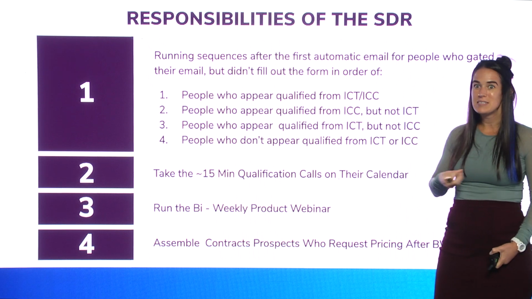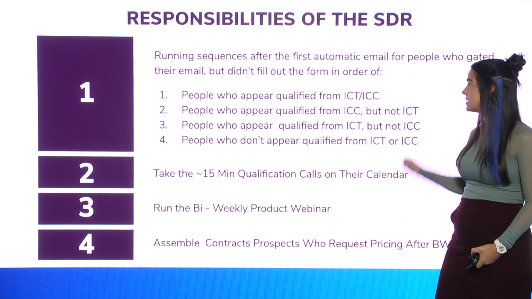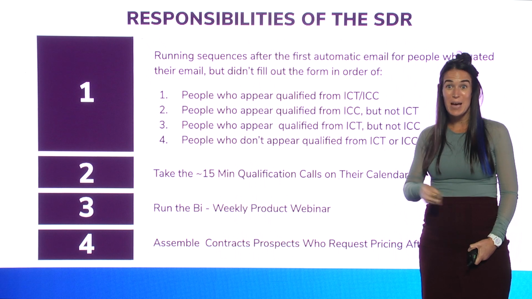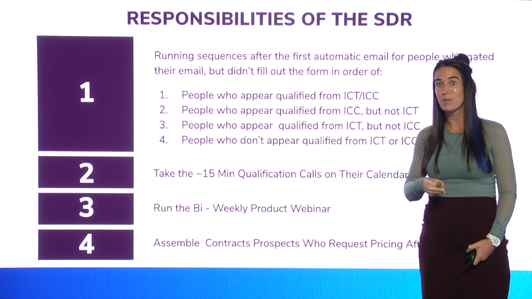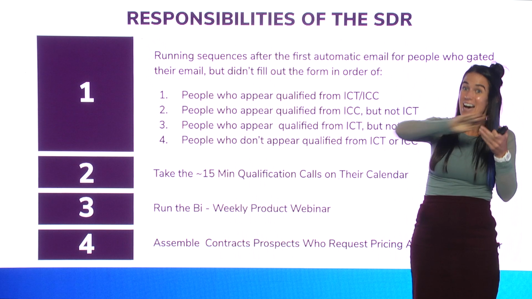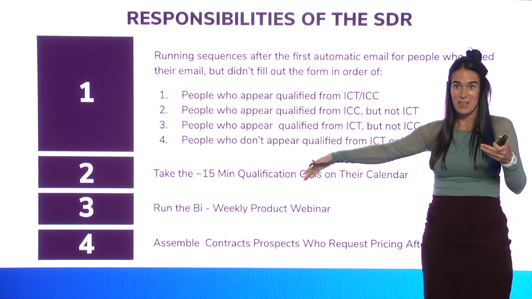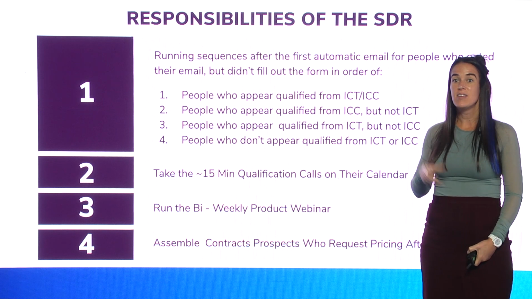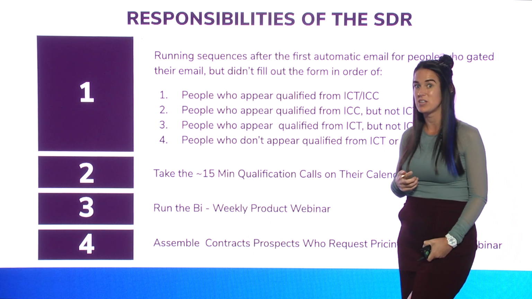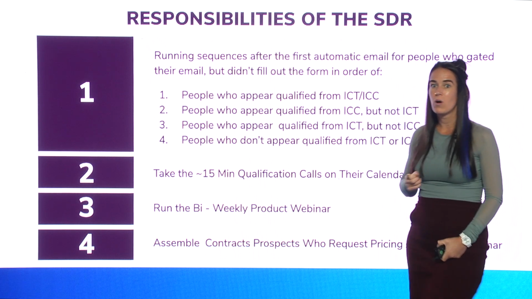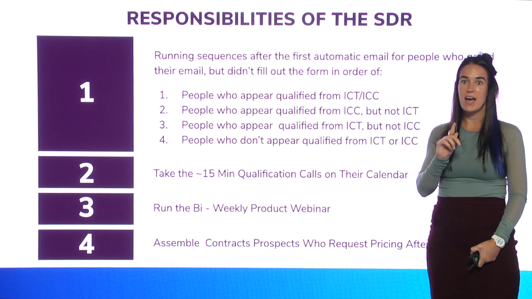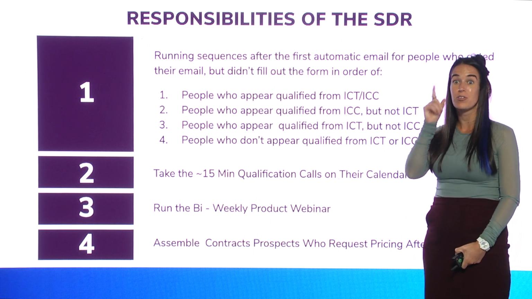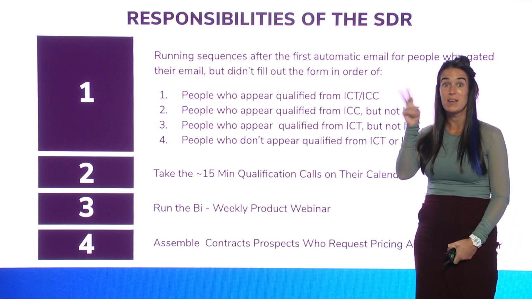So if I gate my business email and I don't fill out the longer form, then the inbound SDR should be responsible for running the same type of sequences, cadences and follow-up games that you ran for your entire demo request base in the beginning. They can run sequences, and I would even suggest that you rank these sequences for the inbound SDR. For people who appear qualified, number one, you're going to have a grouping of people who hit ICT, meaning ideal customer title, they're the right title, and ICC, they're the right company.